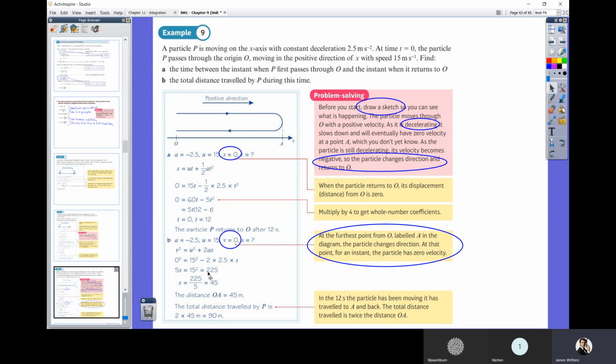Now, to work out the first bit, to work out the distance from O to A, obviously we know the deceleration, we're given it. We know the opening speed, but remember, at that point when you just turn around from going left to right to left, for an instant, your velocity equals 0. So for part B, that's the key bit to take on board. So displacement equals 0 as you return to the origin.